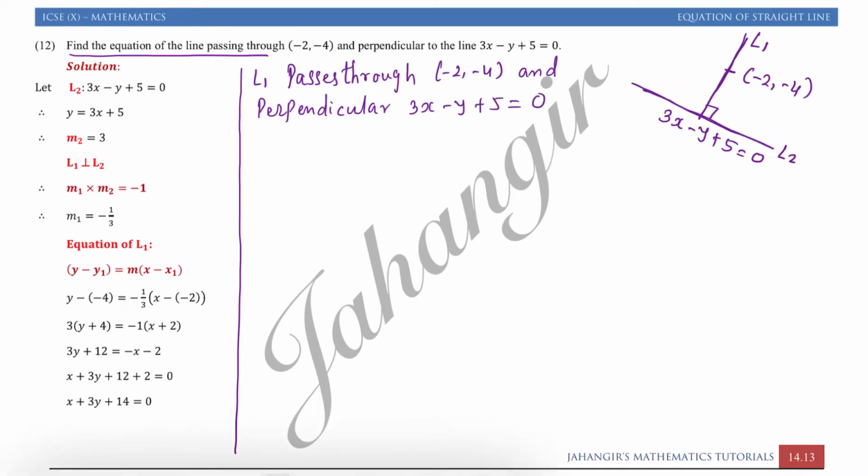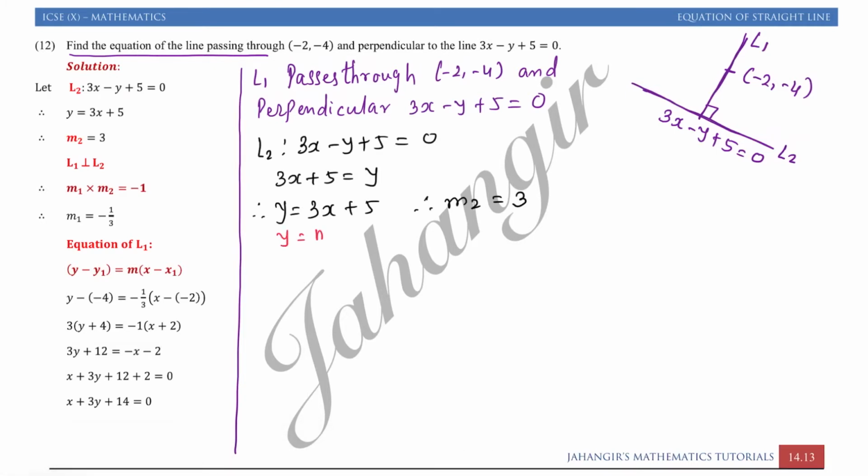So we can take L2, 3x minus y plus 5 is equal to 0. So 3x plus 5 is equal to y. So therefore y is equal to 3x plus 5. So therefore M2 is for line 2. M1 is for line 1. M2 is the slope of line 2, which is 3. If you compare it with y is equal to mx plus c, the coefficient of x is always slope when we have y as subject of the formula.